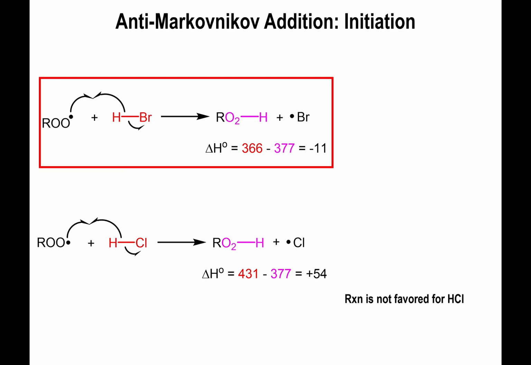All right, so this is really the key idea. For anti-Markovnikov additions, we are going to be dealing with HBr and radicals. So you have radicals, you have HBr, you're dealing with an anti-Markovnikov addition.